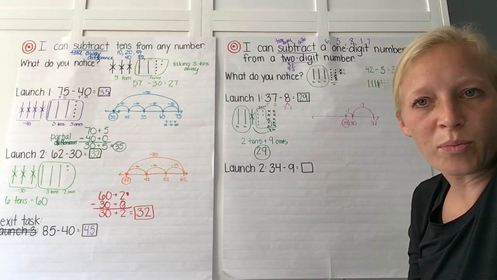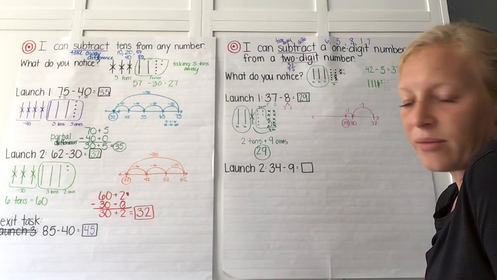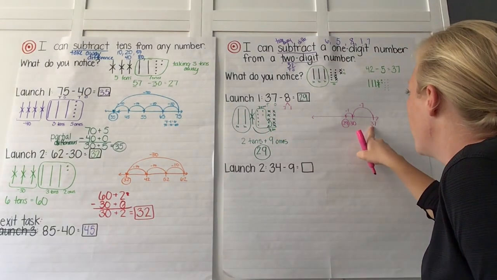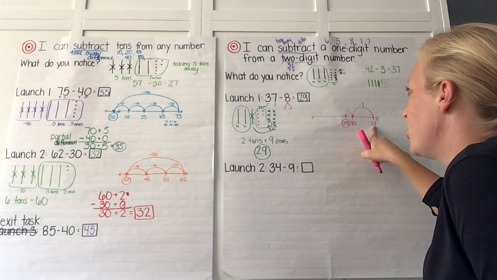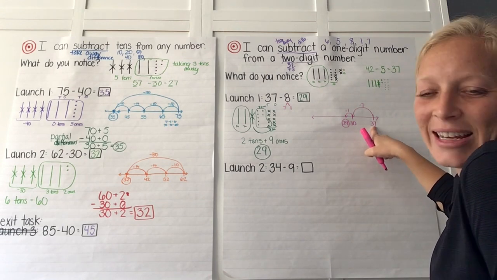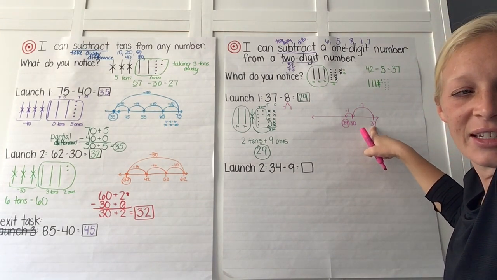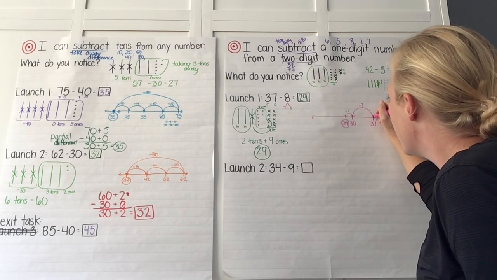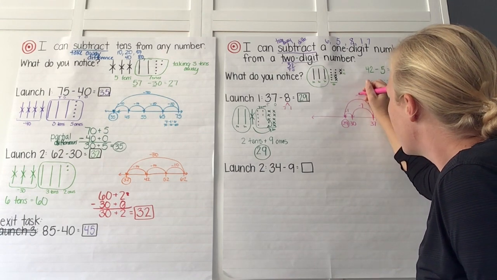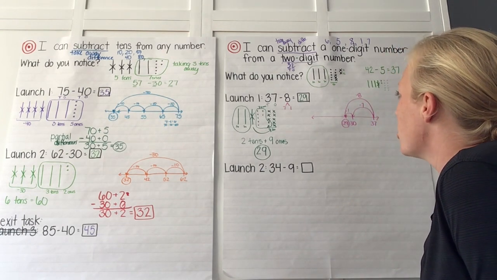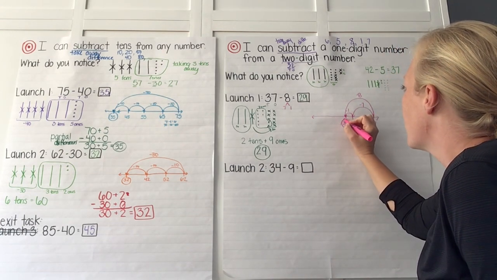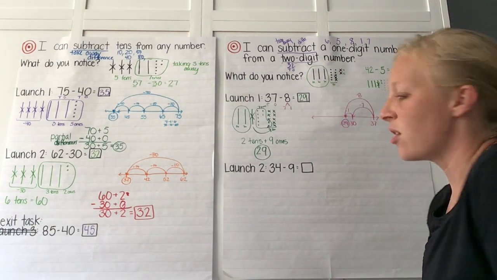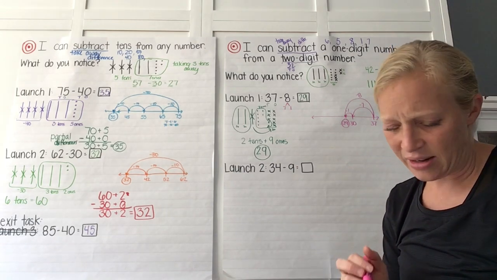Make sure we have all of those parts, right, friends? Where did you start? 37. Where's the 37 on that number line? Right here, okay? And then what did you do? You took away 8. So where is your 8 in that number line? Anybody see that 8? It's the 7 and the 1. And then where is your difference? There's that 29. So when we start at 37, take away 8, we land on 29.